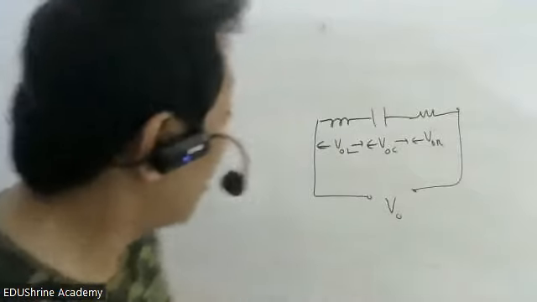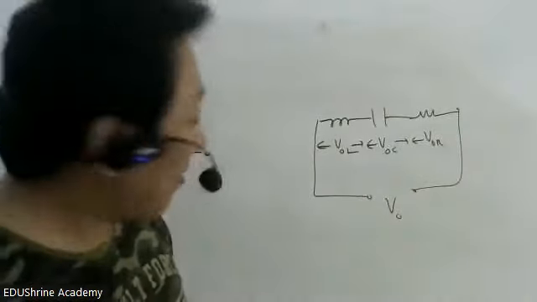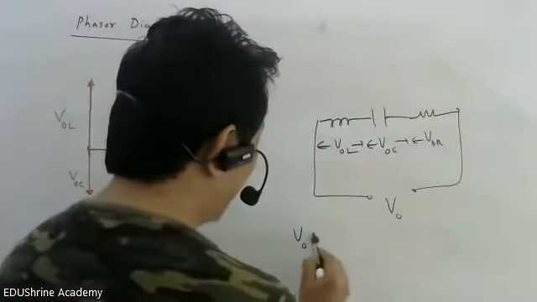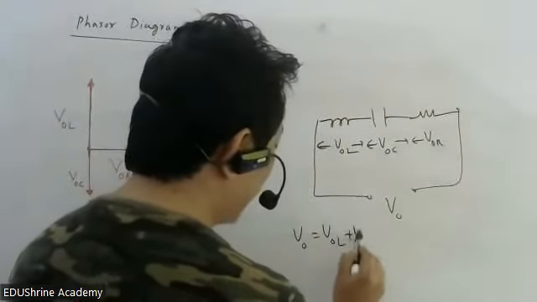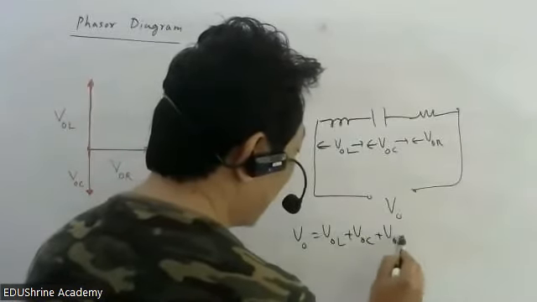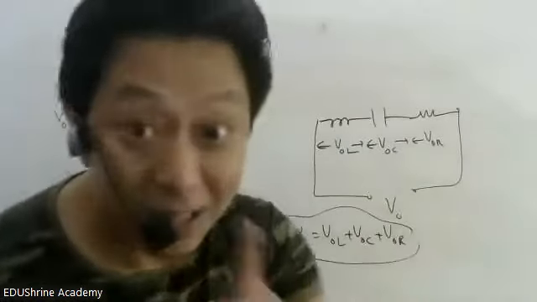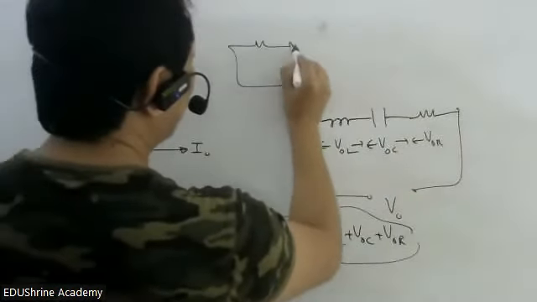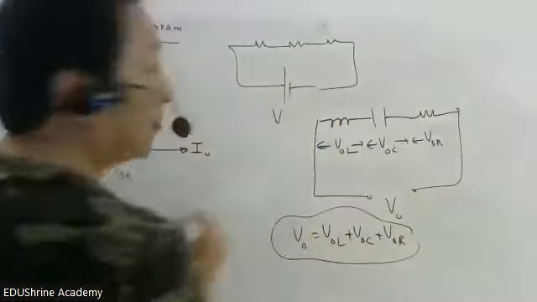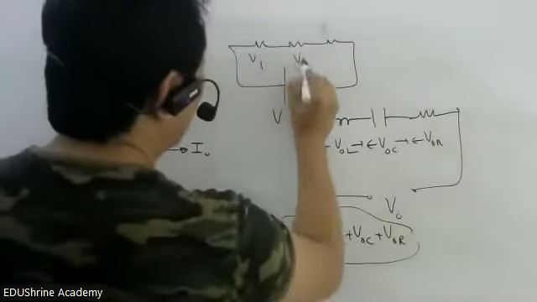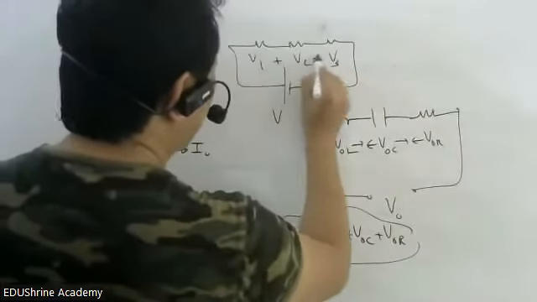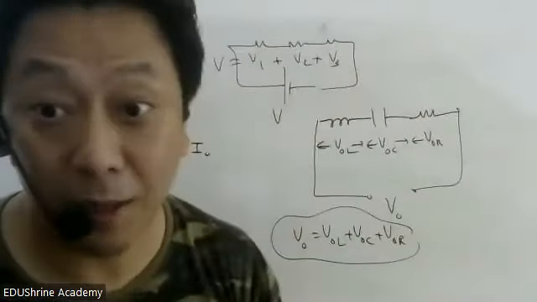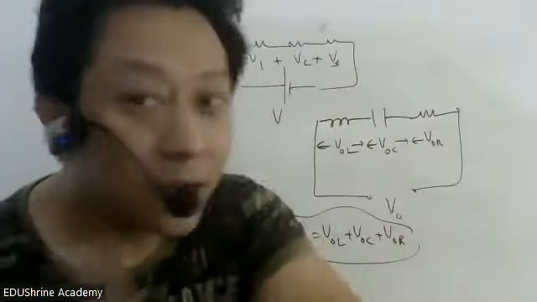Yes, sir. So now if somebody asks what this V naught is in terms of these three, many people may think V naught is equal to V naught L plus V naught C plus V naught R. Yes or no? This is what we did in our DC circuits: whatever applied voltage was there, V naught equals V1 plus V2 plus V3. Yes, sir. So this we did in DC circuits, but here we cannot.